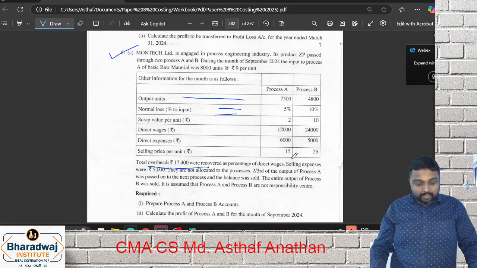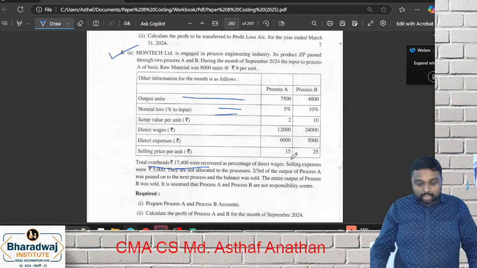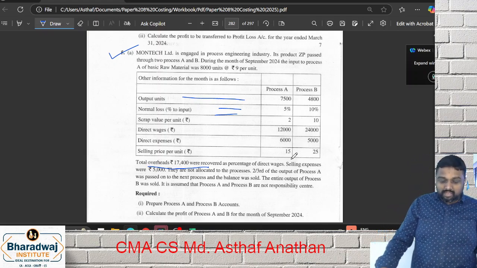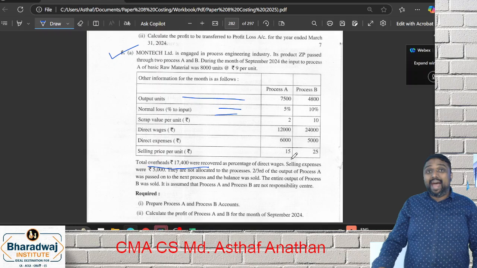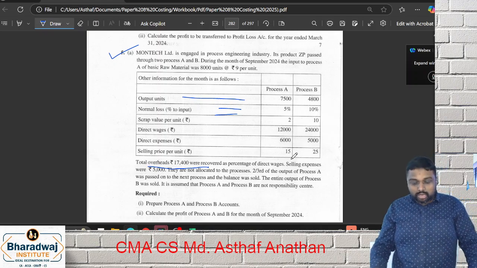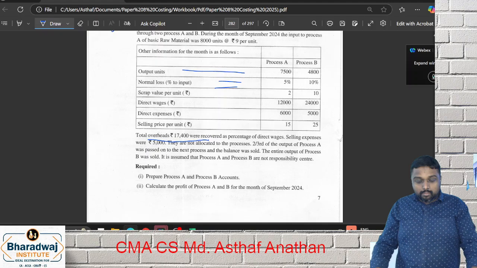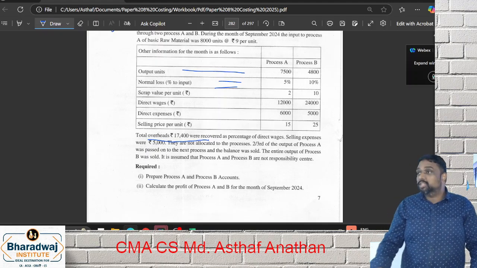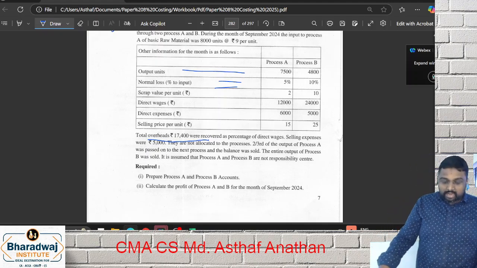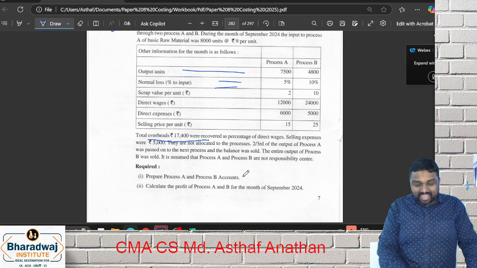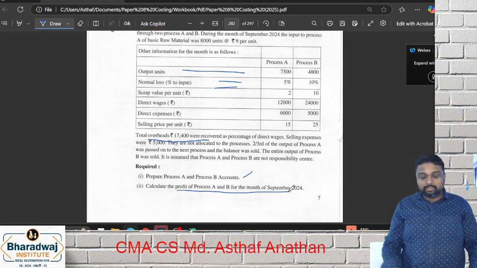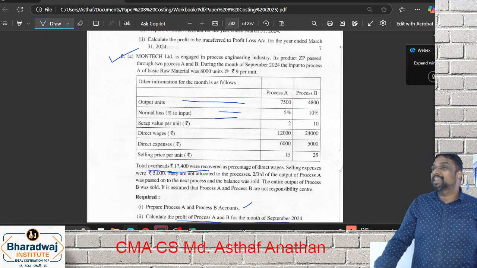Selling expenses were 5,000. They are not allocated to the process. Two-thirds of the output of process A was passed to the next process. The balance was sold. The entire output of process B was sold. It is assumed that processes A and B have no responsibility. You are required to prepare process A and process B accounts and profit from process A and process B for the month of September.